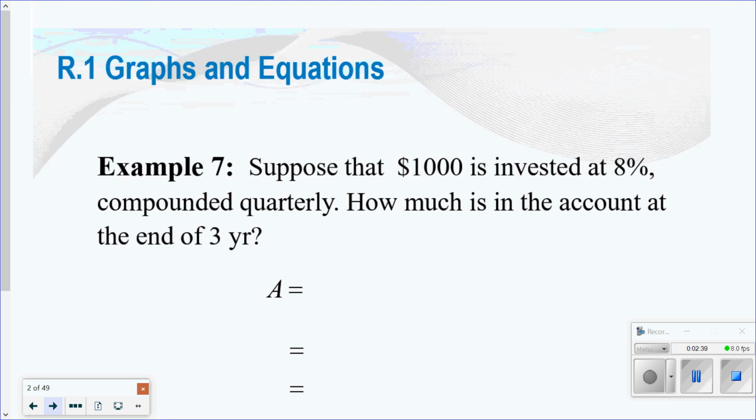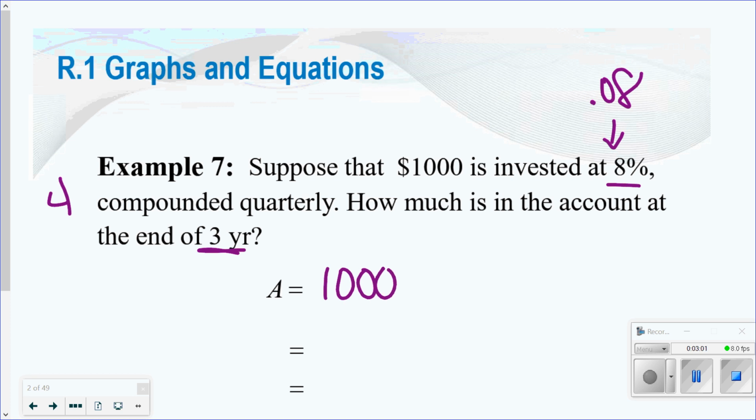Okay, so let's suppose that we put $1,000 into an account. 8% is our interest rate. Now remember, we can't put it in as an 8. We need to convert that, so it needs to be 0.08, the decimal equivalent, compounded quarterly, so that means 4 compounding periods, and 3 years. So that's going to look like this. 1,000, there's your principal. 1 plus R goes on the top, so that's the 0.08, divided by the number of compounding periods. And remember, this exponent is going to be 4, the number of compounding periods, times 3, the number of years.